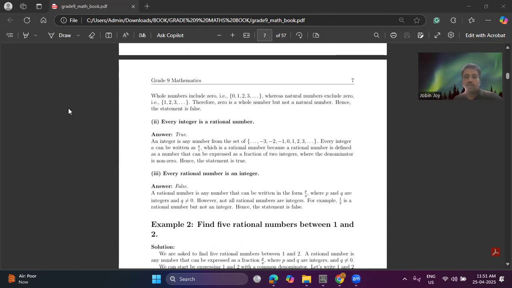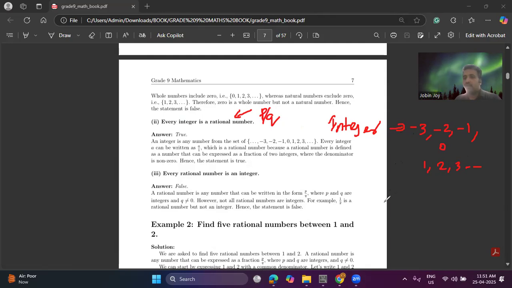Then coming to the next statement: every integer is a rational number. First, let's write integers. We know what integers are. Integers include negative values, for example -3, -2, -1, then 0, then 1, 2, 3, etc. So negative numbers, 0 and positive numbers are called integers. So the statement is every integer is a rational number. And what is a rational number? Any number you can write in the form of P by Q is called a rational number.